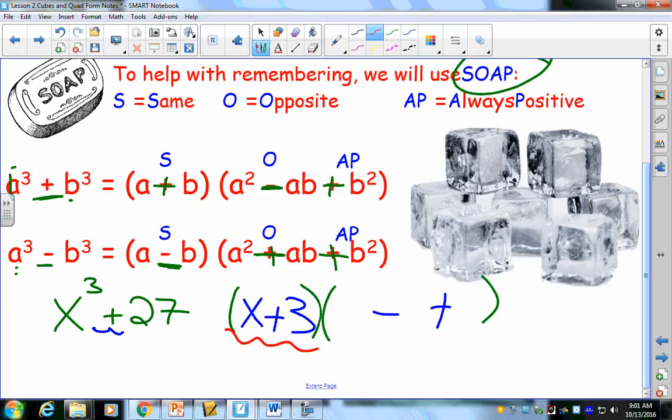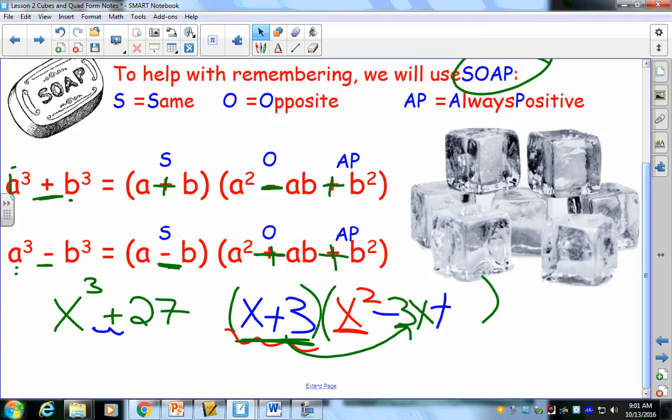Okay, so right here, I'm going to take my first term and square it. So x squared is x squared. Right here, I'm going to take those two multiplied together and put it right there. So 3 times x is 3x. And notice I'm ignoring my signs. The signs don't apply when I'm multiplying them together. Just keep with the SOAP pattern. And my last one is going to be the last term squared. So I square, multiply them together, square again.